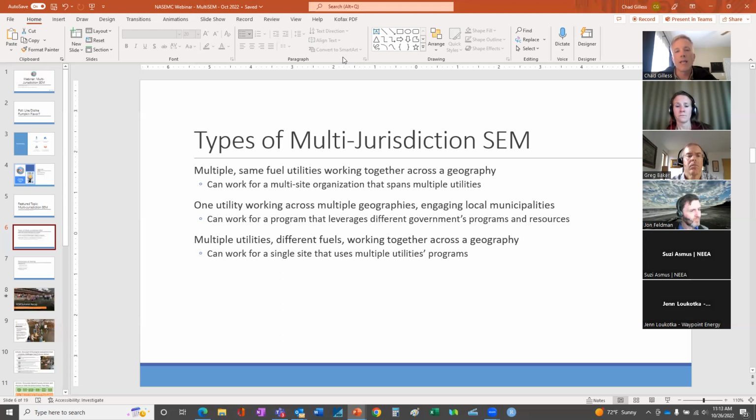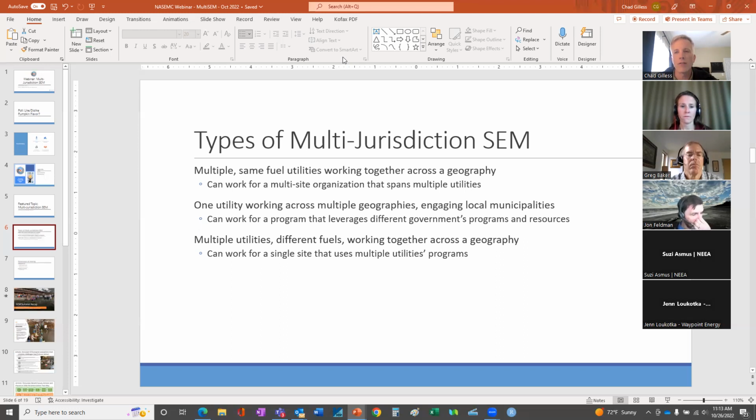And lastly, I would say is multiple utilities with different fuels working together across the geography. So it could be, and again, I'll pick on the Puget Sound area, a facility in downtown Seattle typically would get their electricity from Seattle City Light and would typically get their gas from Puget Sound Energy. So again, they can be subscribing to programs where it could make sense.